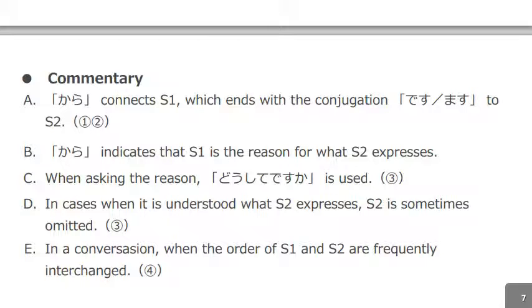So some notes here. Note kara connects S1, which ends with conjugation desu or masu, to S2. Kara indicates the reason. If you're asking a question, you ask it by this here, doshite. Doshite desu ka? Doshite means why.